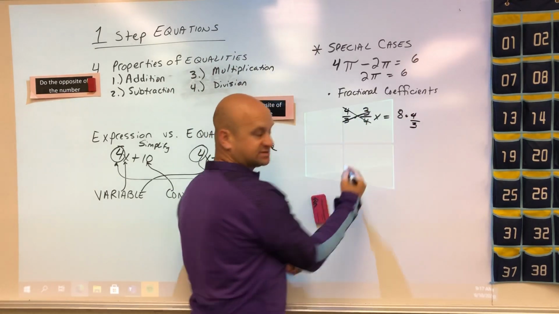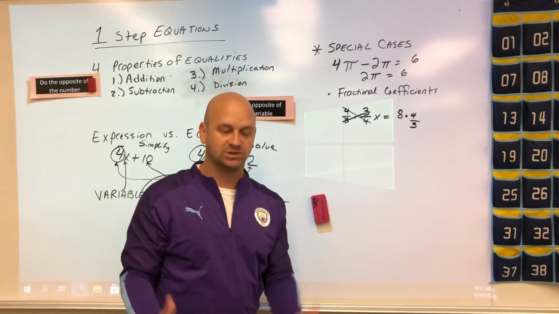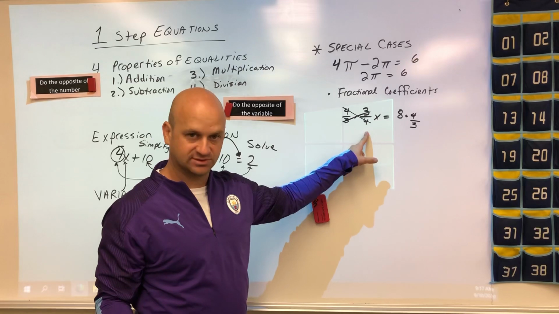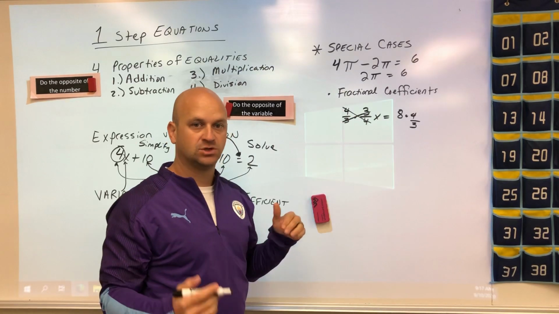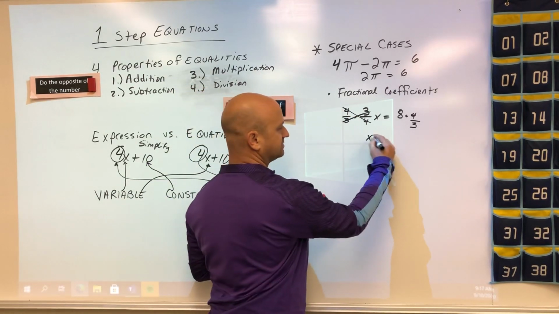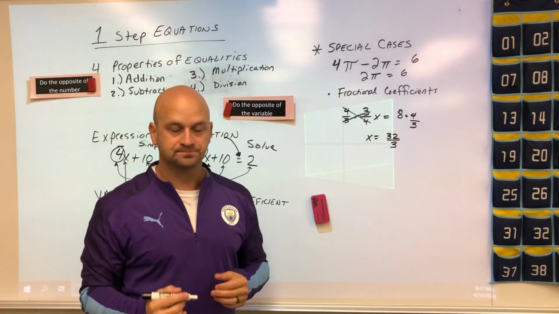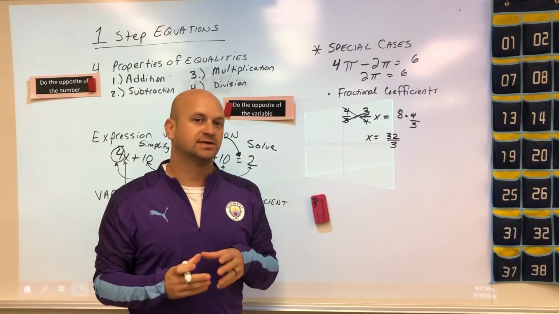So these would cancel out, and when they cancel out, it's because they equal 1. Okay, so 4 times 3 is 12, 3 times 4 is 12. 12 over 12 is 1. So then x would equal 32 thirds. Okay, that would be using the one-step way.